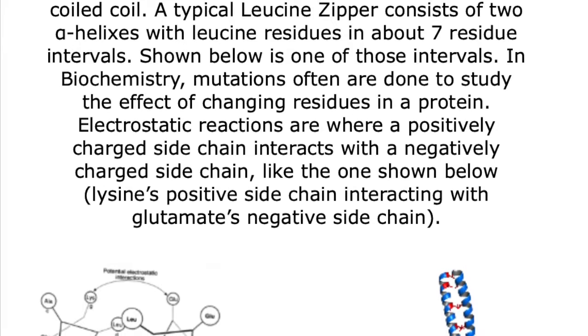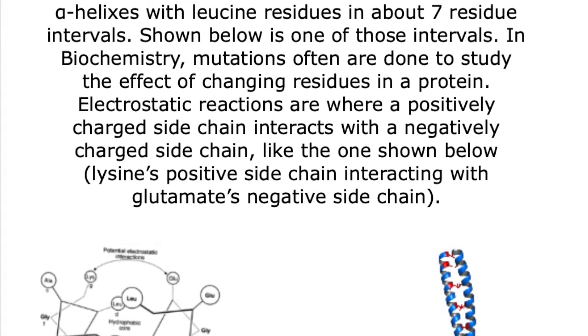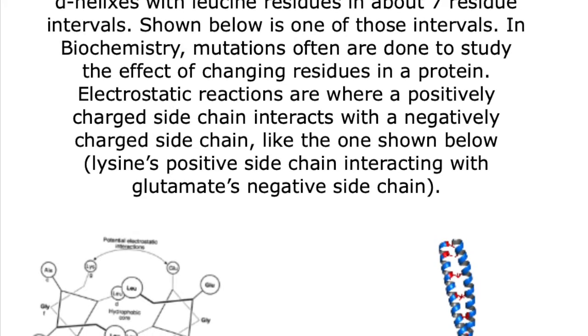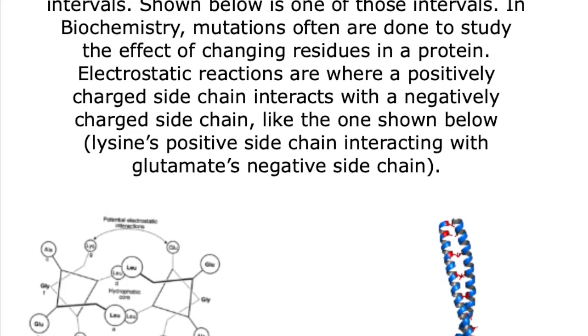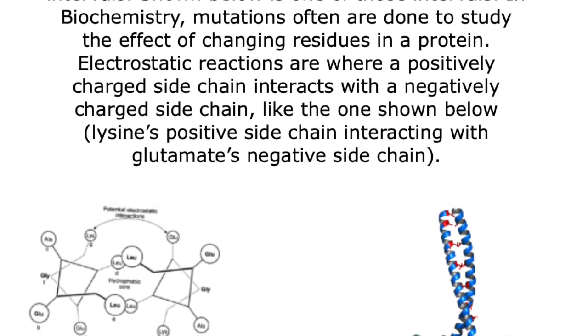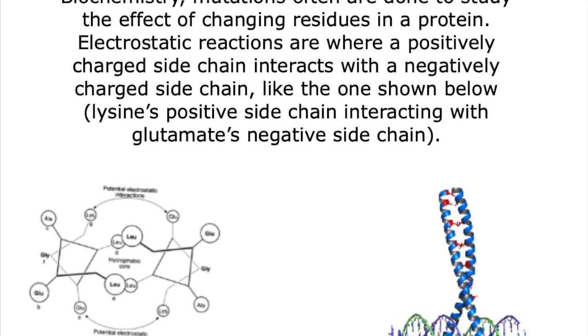In biochemistry, mutations often are done to study the effects of changing residues in a protein. Electrostatic reactions are where a positively charged side chain interacts with a negatively charged side chain, like the one shown below. Leucine's positive side chain interacting with glutamate's negative side chain.